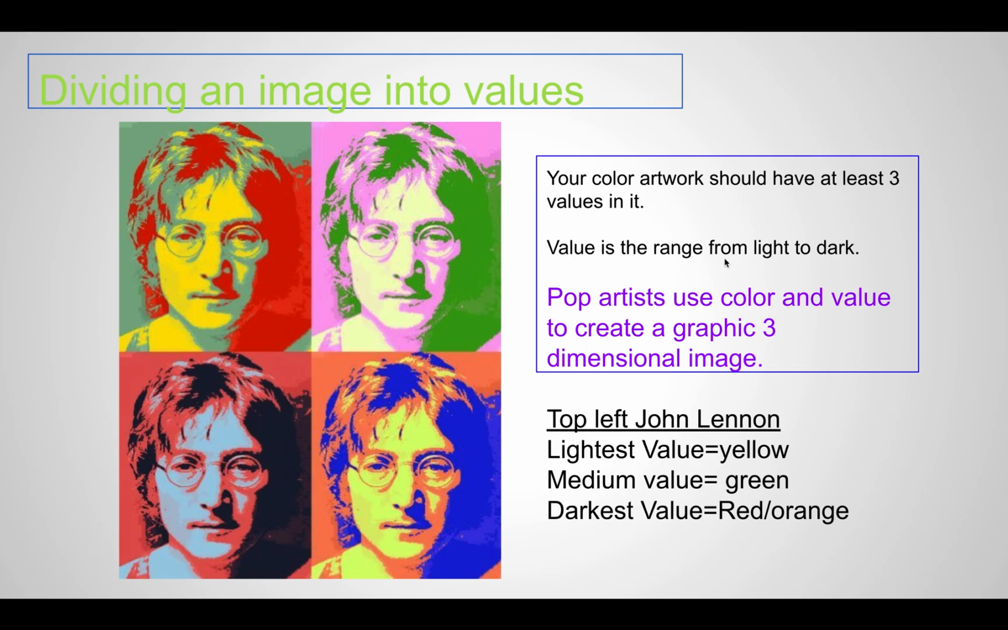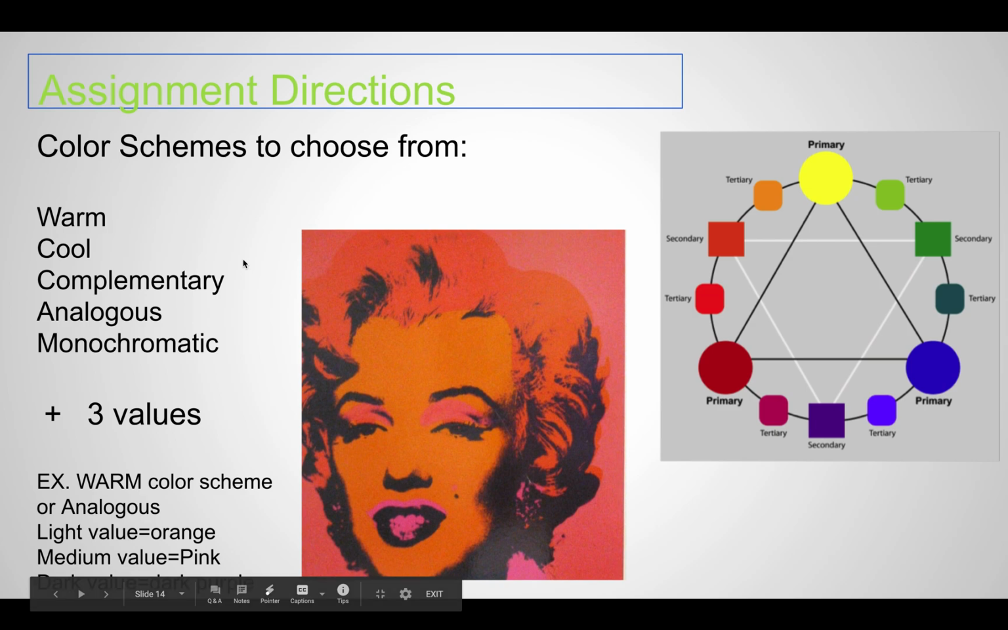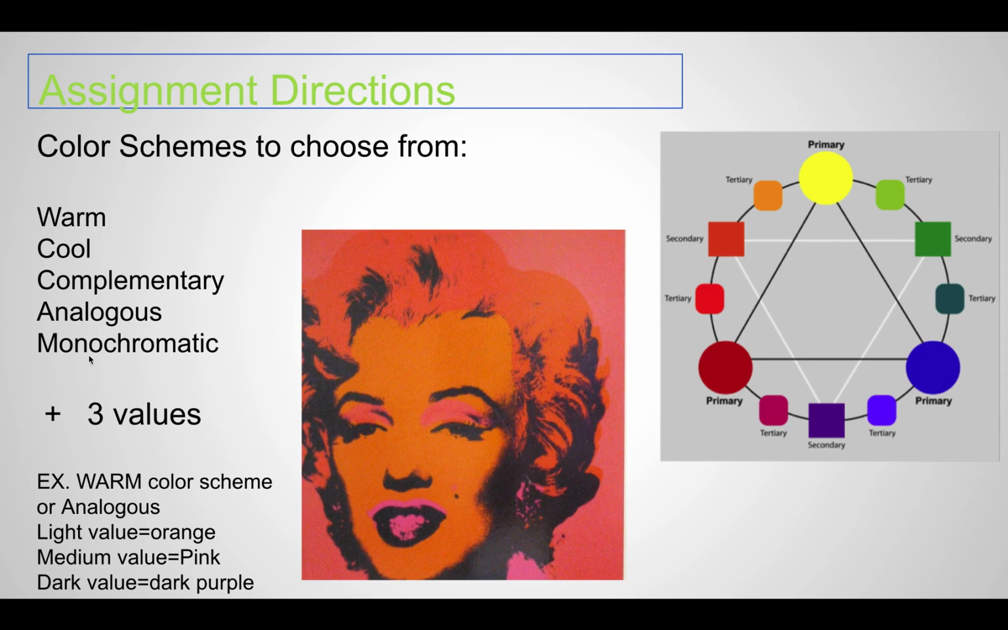So a value is the range from light to dark. So here's an example. The values in this image here, the light green is the highlight or the tint on the face. The purple represents the medium tones on the face, and the dark green represents the shadows. So this is going to still look like a flat image, but be really poppy and also have some range of value to it, or 3-dimension. Color schemes to choose from: warm, cool, complementary, analogous, or monochromatic. 3 values you're going to choose using the color wheel.